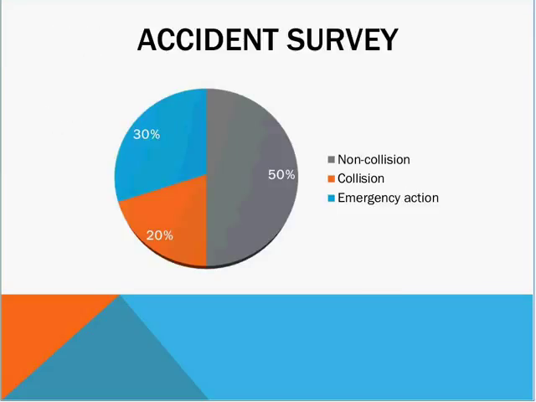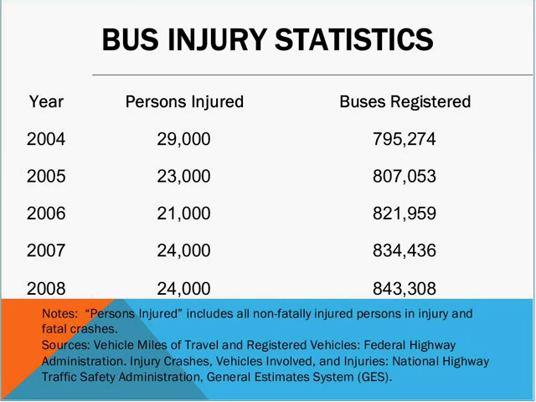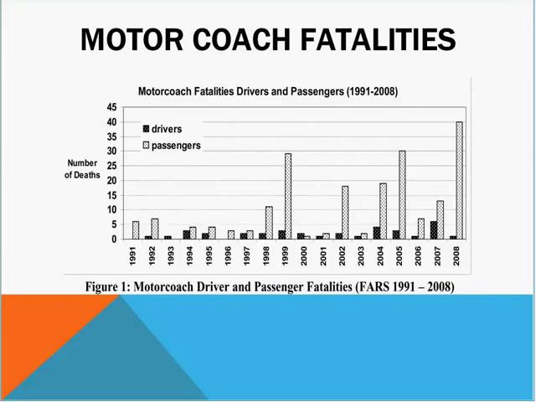If we look at the accidents in a general sense, you can see that non-collision accidents are almost equal to all the other accidents that occur in the bus environment. Looking at the information presently available through 2008, almost on an annual basis it's been somewhat constant with the number of buses and the number of personal injuries. Each year there have been between 20 to 30,000 accidents between 2004 and 2008, and the number of buses has increased slightly from 800,000 to 840,000 in that same time period.